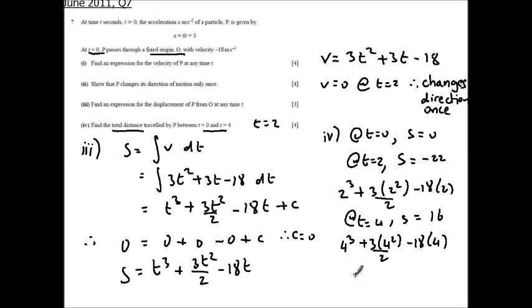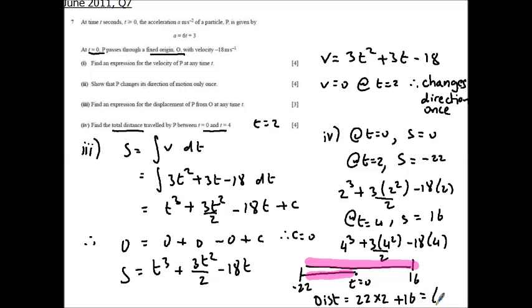Okay, so what I would attempt to do is do a diagram to illustrate what's happening. So we start off at t equals 0 and the displacement equals 0, and then at t equals 2 we went to minus 22, and then at t equals 4 went all the way past that again to 16. Now the total distance travelled is indicated in the pink, so I must have covered that distance of 22 twice, and then we add in also the 16 from 0 to 16. Therefore, the total distance travelled is 60 metres.